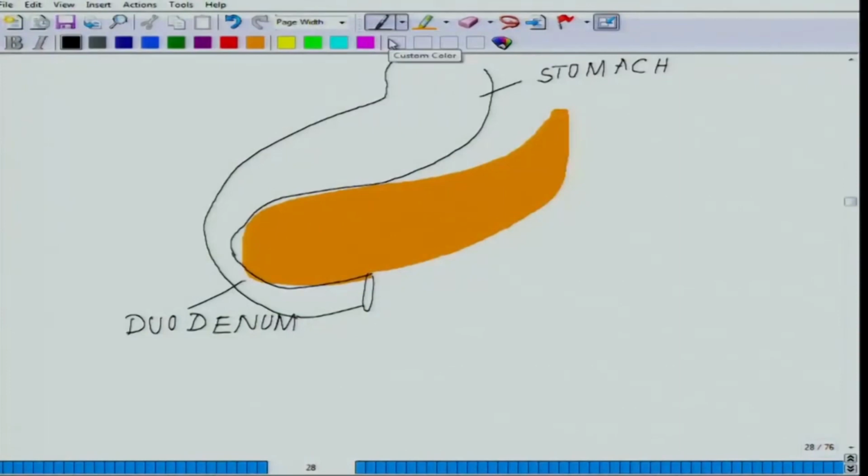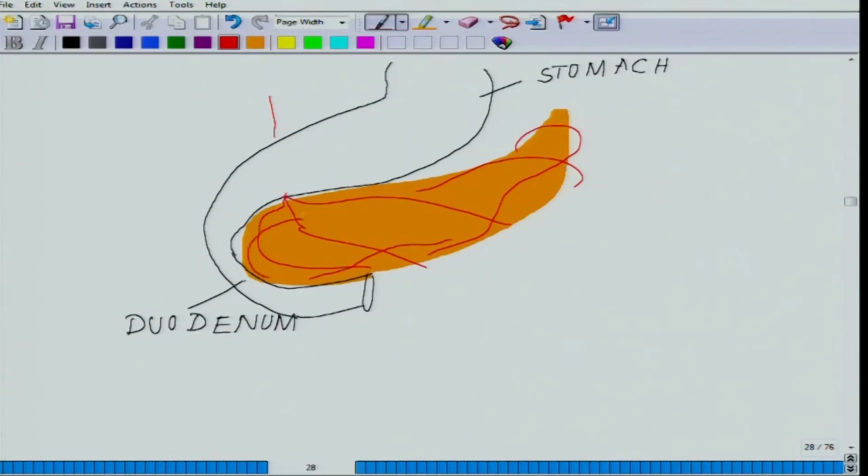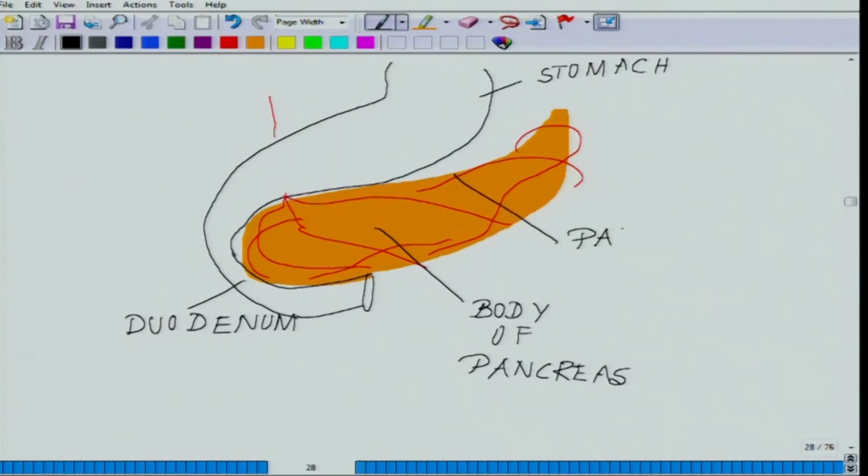Okay. So, if you look at the pancreas, it is very well innervated by the blood vessels which are coming all over, and mind you, it also has a lot of endocrine function it has to take care of. So, this is the body of the pancreas. Then you have the pancreatic arteries.